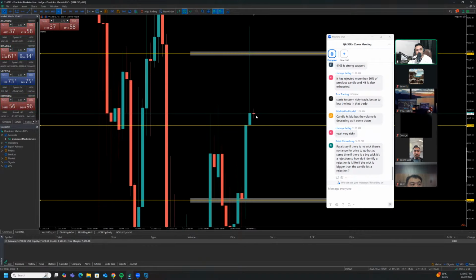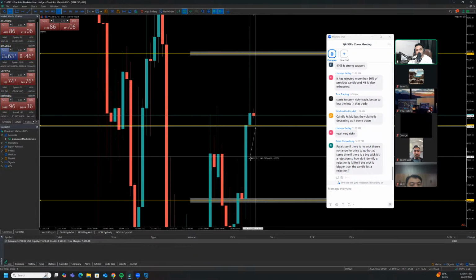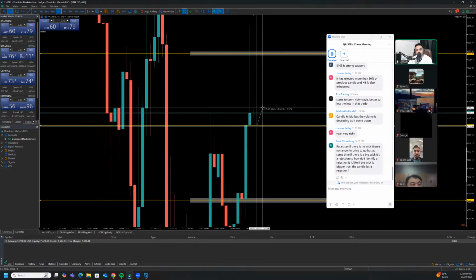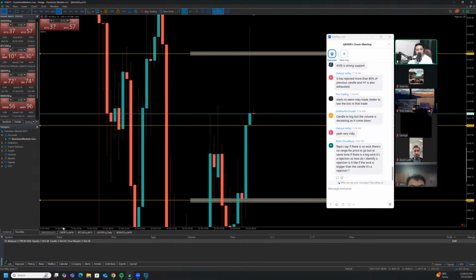So H1 just created a wick. If it breaks the low, it could be a drop. Wow. So it will be risky. I'm going to risk a little money, like $50 to $60, $70 actually, that makes sense. Already up like $14 to $1300 on this account. So we'll see.